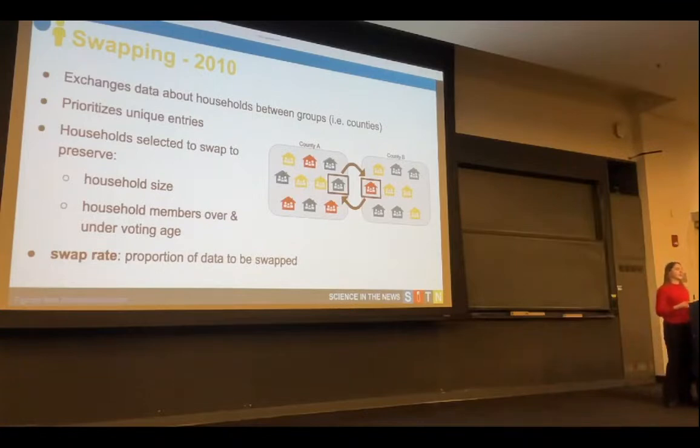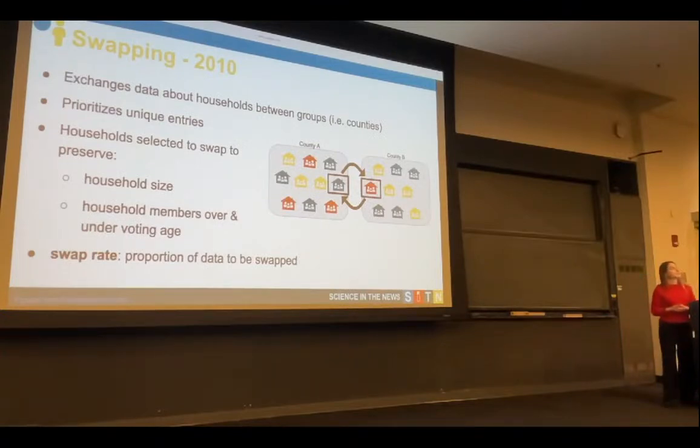Once we picked the red house to be swapped, we would then pick a household to swap the red house with from another area. To pick a house to swap with, the Census Bureau matches the household based upon household size and the people over and under voting age, so people over 18 and under 18. This is done this way because the data is used for redistricting, so voting age individuals is pretty important. In this case, we would pick someone from County A who also had 3 household members. So we can pick this blue house, for example, and we would swap those two. The data about the red house would go to County A, and the data about the blue house would go to County B.